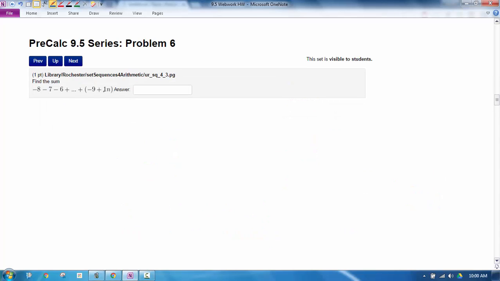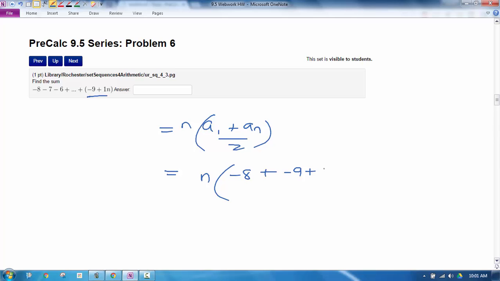All right, this next problem wants to find the sum of this sequence. This is arithmetic. We're subtracting 1 each time. So we can use the formula. The sum is equal to the first term plus the last term divided by 2, all times the number of terms. So the number of terms we don't know, so we're going to have to leave that as n. The first term is -8. The last term is right here, -9 plus n, all over 2.